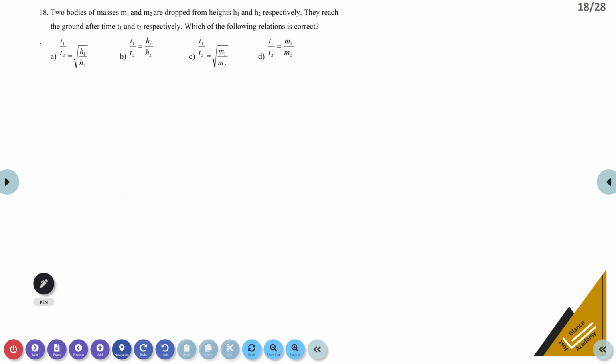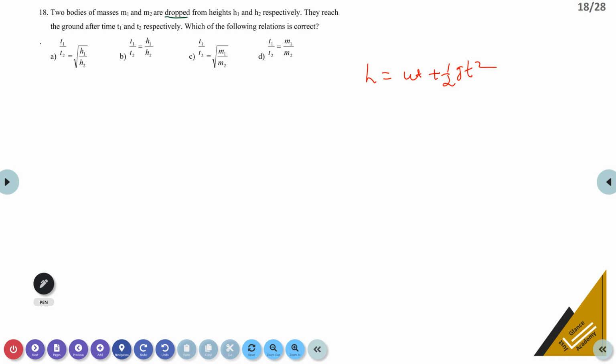Next, 18th. Two bodies of masses m1 and m2 are dropped from the heights h1 and h2 respectively. They reach the ground after a time t1 and t2. Use the equation h equal to what? ut plus half into what? gt square.